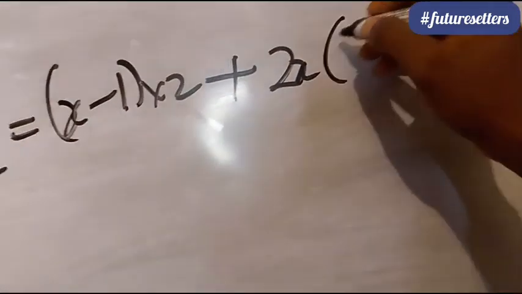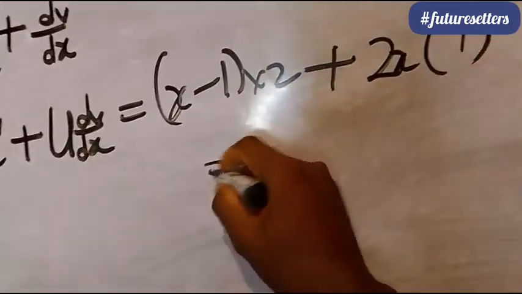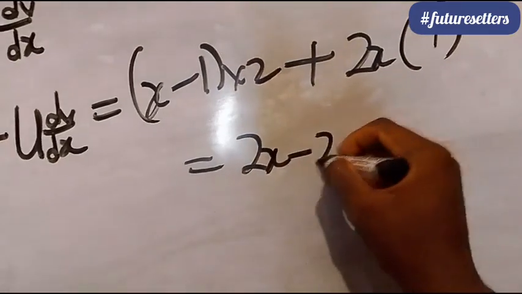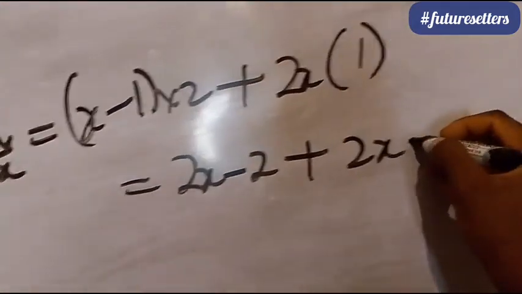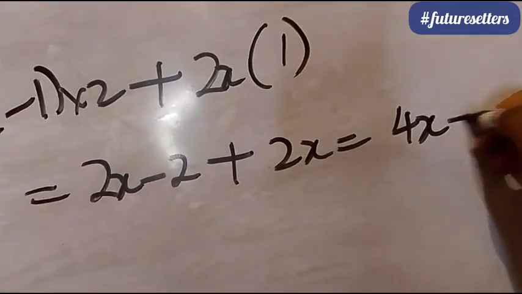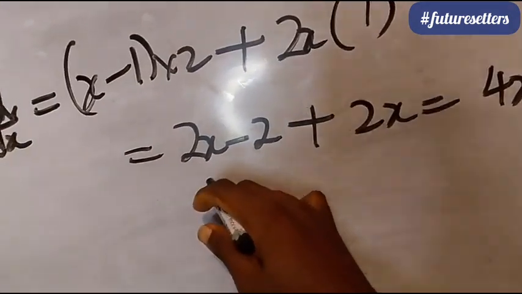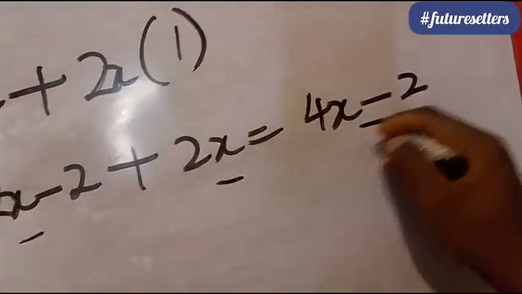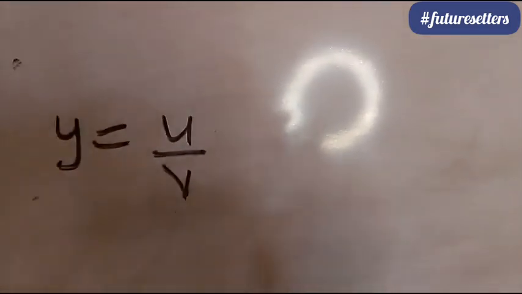So you just put 1 here as dv/dx. So what you have here is going to give you 2x minus 2 plus 2x, and this will give you 4x minus 2. Check it very well. 2x, 2x. What do you have here? 4x. Then what do you have here? This part, which is y equal to u over v.